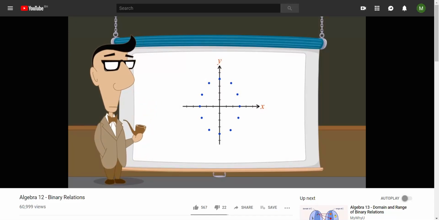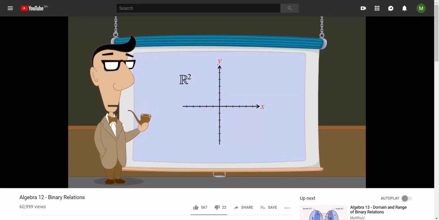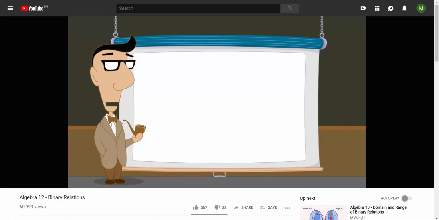As we saw, a binary relation between two sets is a subset of their Cartesian product, X and Y. So this binary relation is a subset of the Cartesian product of the set of real numbers with itself, R2, which consists of every point in the xy plane. In the next lecture, we will introduce two important sets in any binary relation, called the domain and the range of the relation.